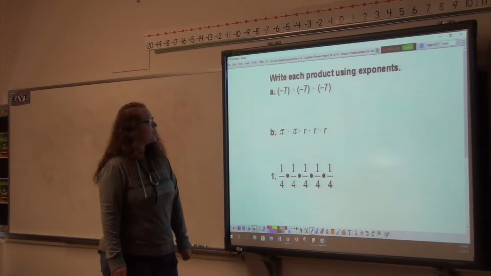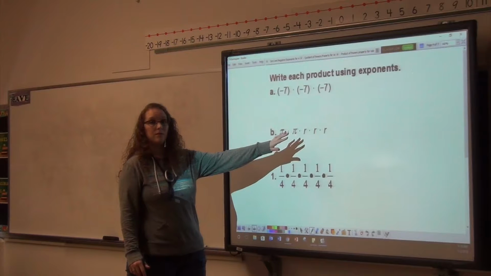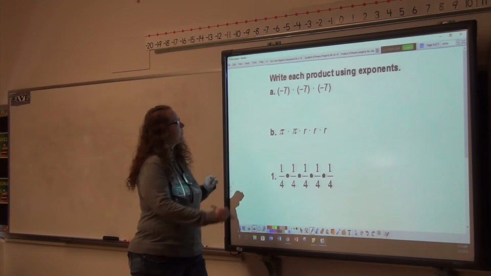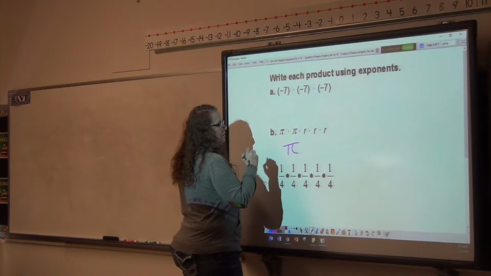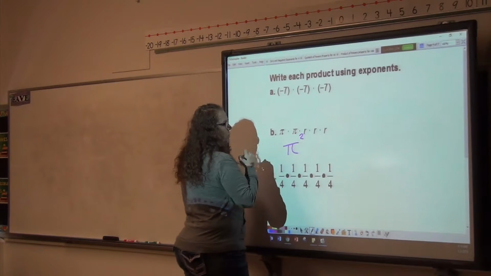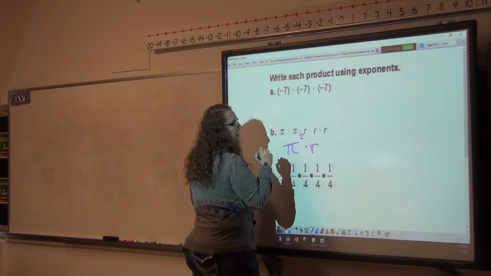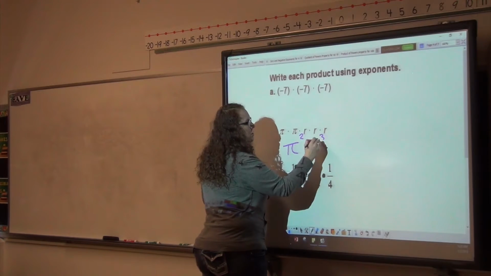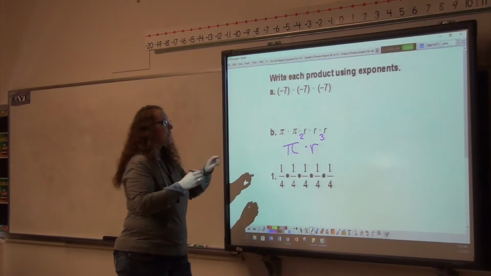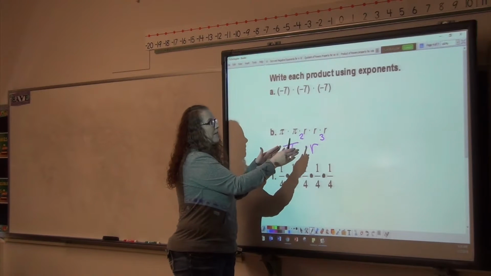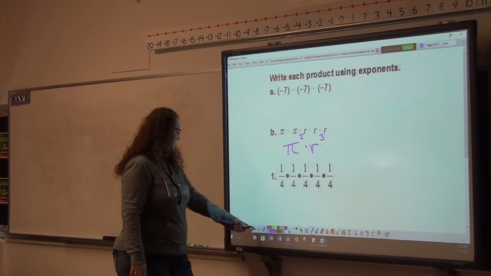Okay, I want you to do these ones on your own. Be very careful with this one. Actually, you know what? Let's do it together. We have got pi as our base, and it is squared because it's 2 times. And then we have got r as another base, and it is cubed because we've got 3 r's multiplying each other. These are not like terms, so I can't combine them. I have to leave them just like that. You do this one and this one.